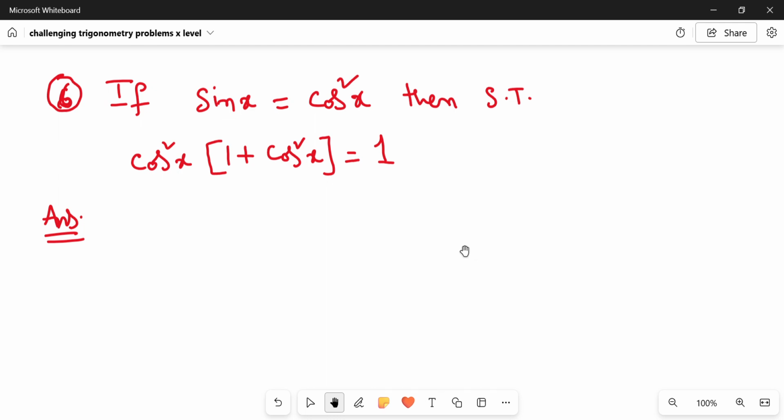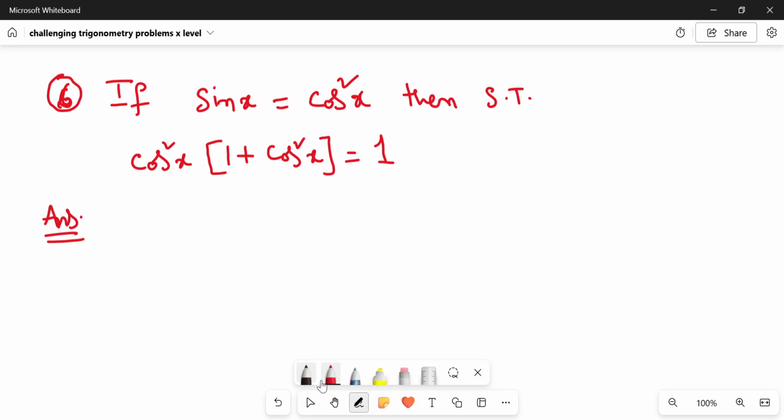So let's see the next question. This one is like this: given that sin x is equal to cos square x, you've got to show that cos square x into 1 plus cos square x is equal to 1. So this is a problem.